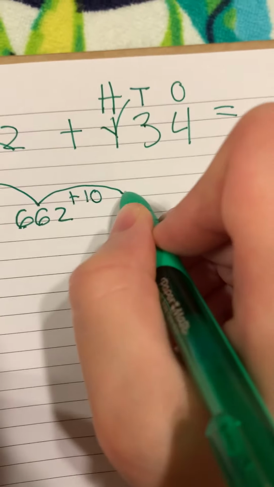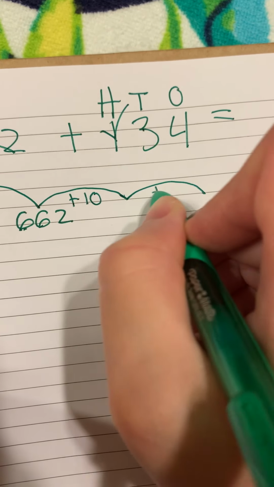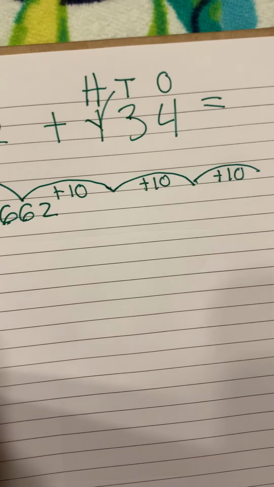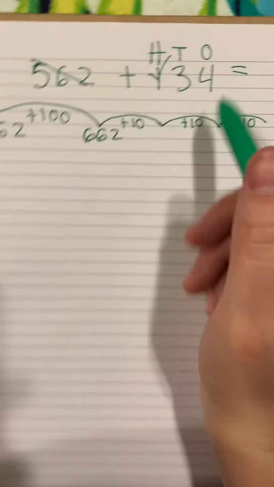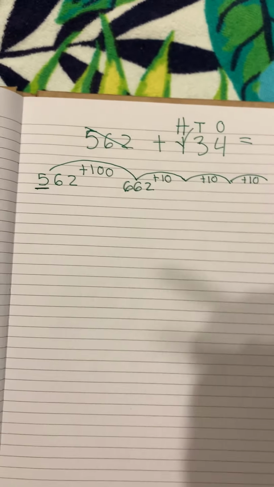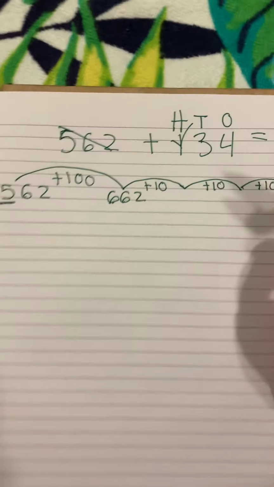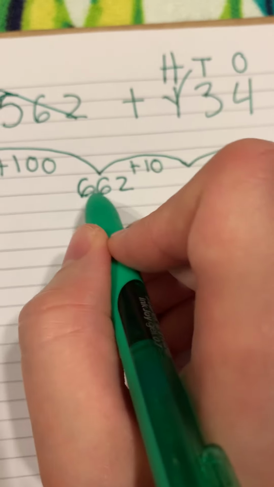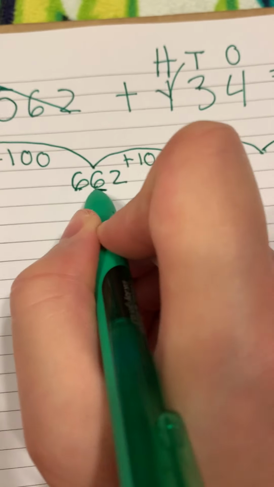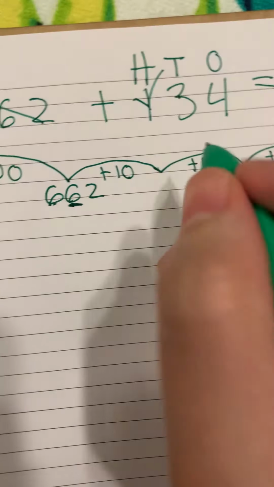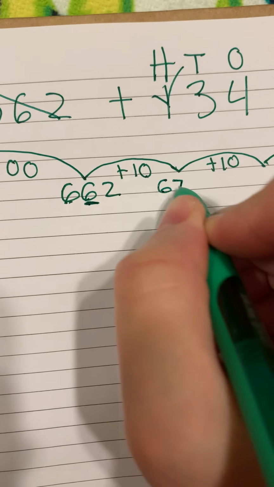So plus 10, plus 10, plus 10. If you notice, my tens jump is a little bit smaller than the hundreds because 10 is smaller than 100. So I'm going to go ahead and underline the tens place. So 662 plus 10 more is 672.